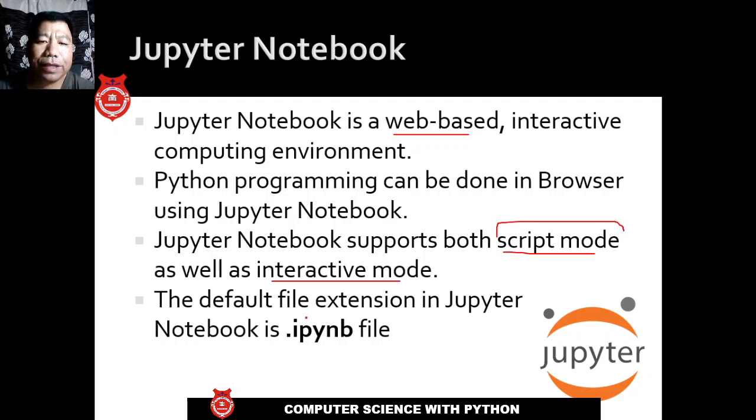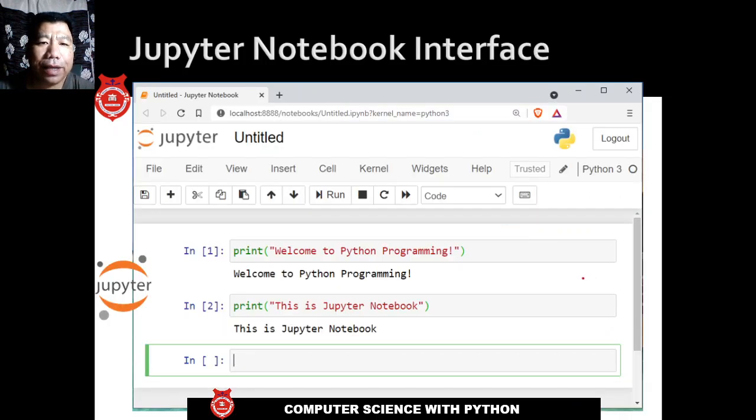Okay, so the default extension in Python is .ipynb, IPython notebook. This is the logo of Jupyter, and this is how the Jupyter interface looks. When you run Jupyter, it will open in your browser. It may be Google Chrome, or it may be other browsers like Firefox, Safari, etc., and it will look like this.